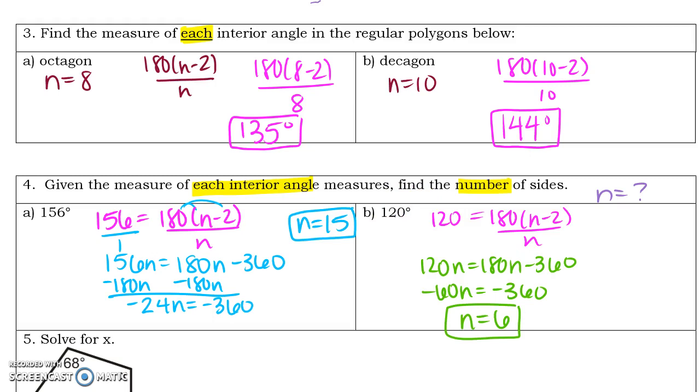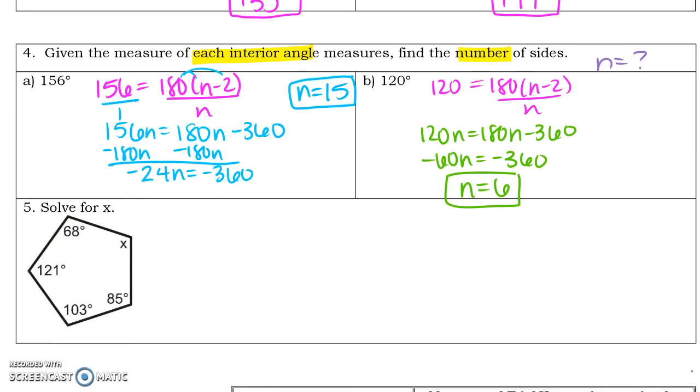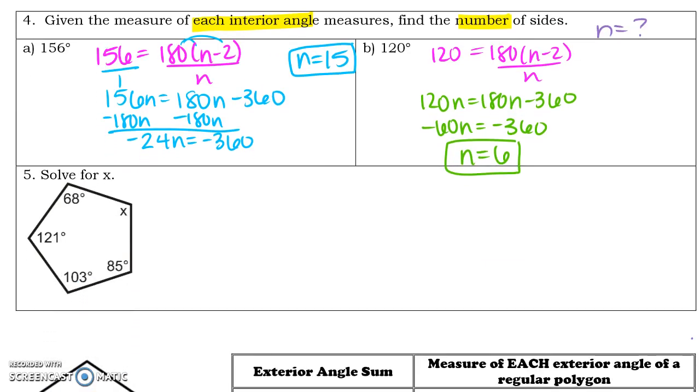Alright, hopefully you got n equals 6. Double check your work, see if you did everything correctly. Pause the video if you need to. Let's take a look at number 5. So it says solve for x. Now x is an interior angle. We need to figure out what it is.